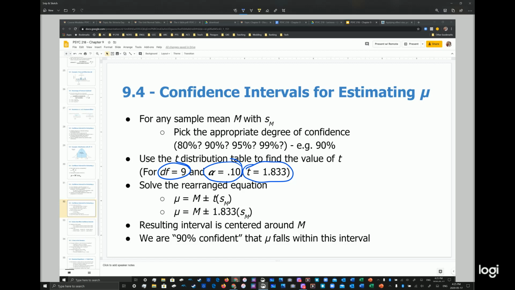So then we rearrange the equation to solve for the population mean. And so we will work with an interval. Therefore, the resulting interval would be centered around this sample mean. And we can say, based on this interval, that we are 90% confident, because we set the confidence level at 90%, that the population mean would fall within this interval. And if you're wondering, hey, what percentage should we set the confidence interval? Well, that's a good question.